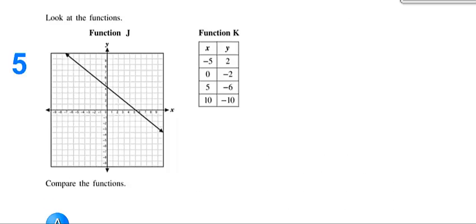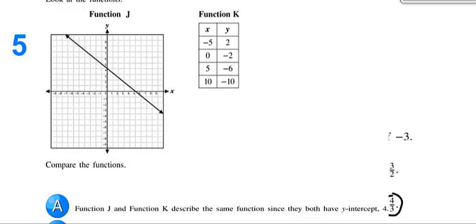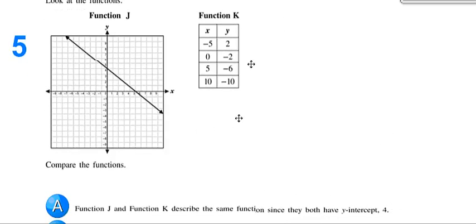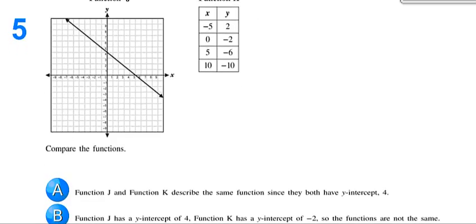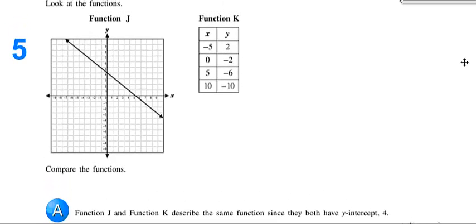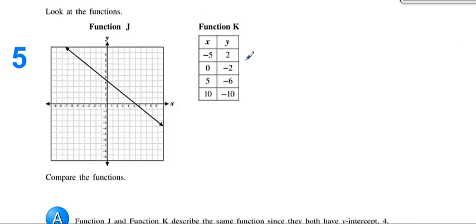Look at the functions. I have function J and function K. So this time it's a graph and a table. Okay, we're going to compare them. So what does it say? Function J and function K describe the same function since they both have a y-intercept of 4. Well, let's write the equation for each one.